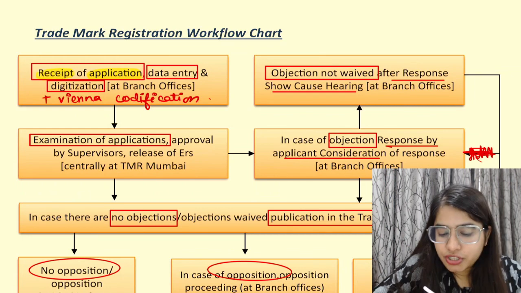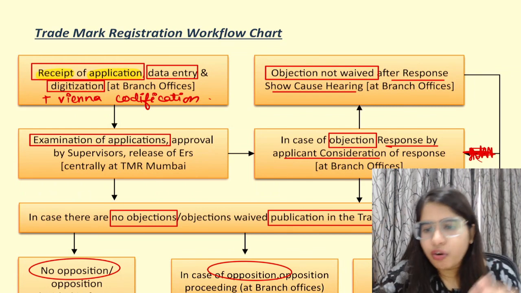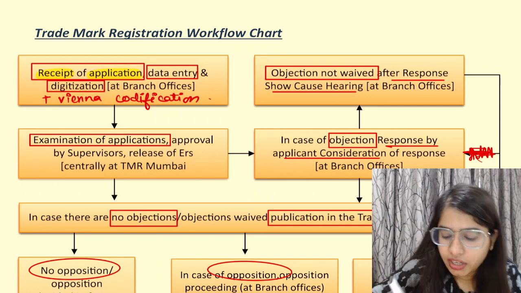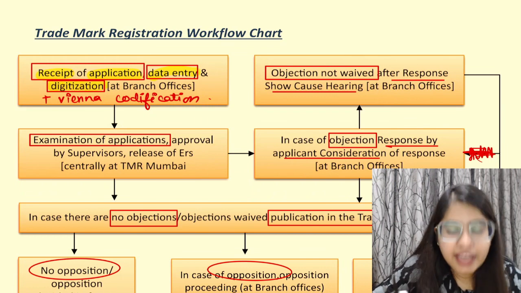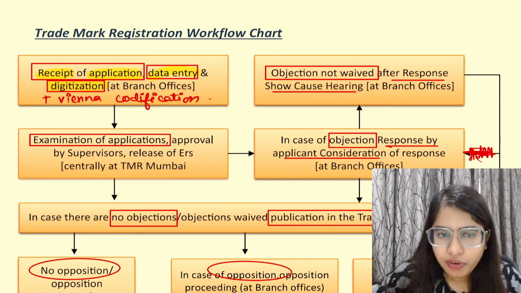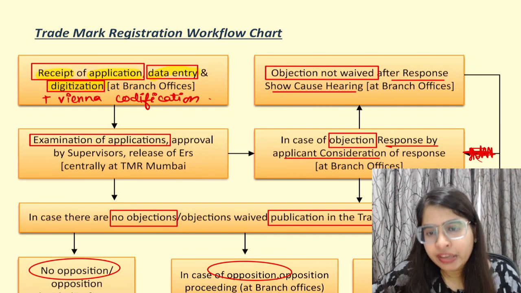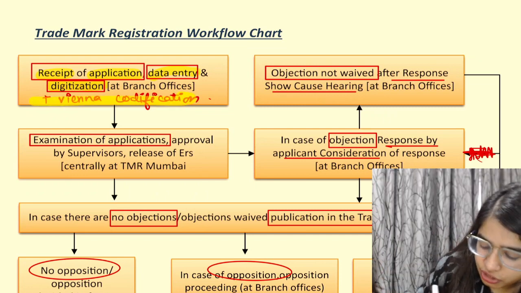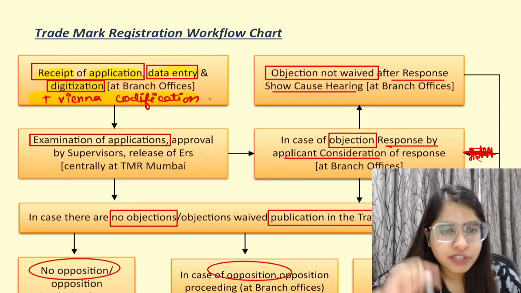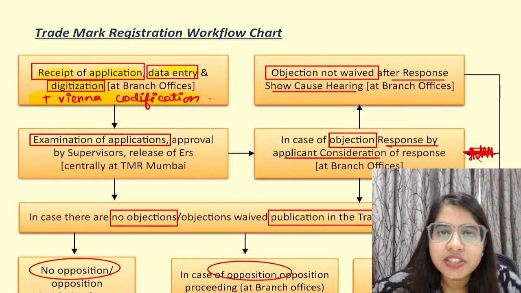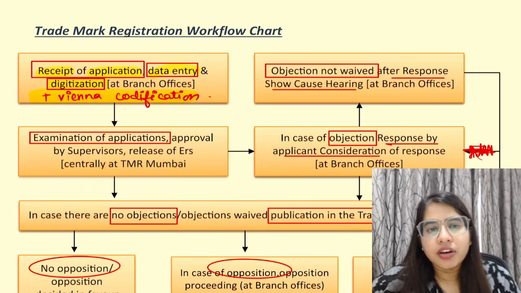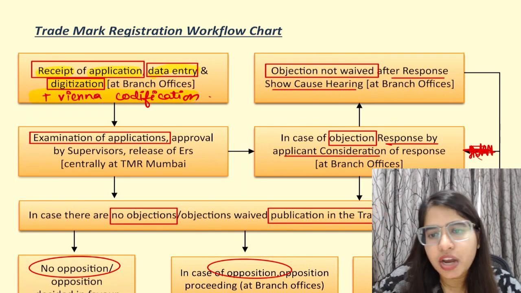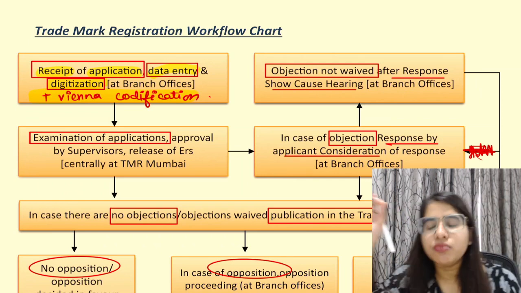They will receive the application. I can make the application either in offline mode or online mode, it's up to me. Even if I apply offline, they will do the data entry of my application online and digitalize it. After that, they do Vienna codification. Vienna codification is a technique of checking whether anyone else has already registered a trademark with this name. So if I am registering a trademark with my name Ishika Agrawal, I'll apply to the trademark registry to please register Ishika Agrawal as a trademark, so that no one else can use this word Ishika Agrawal.